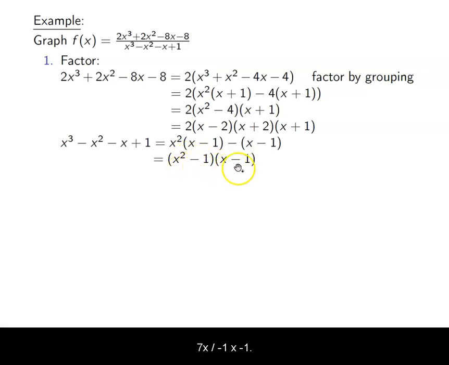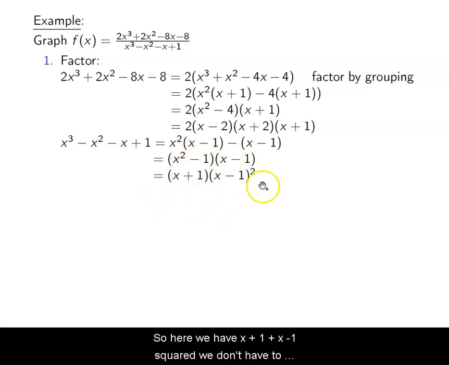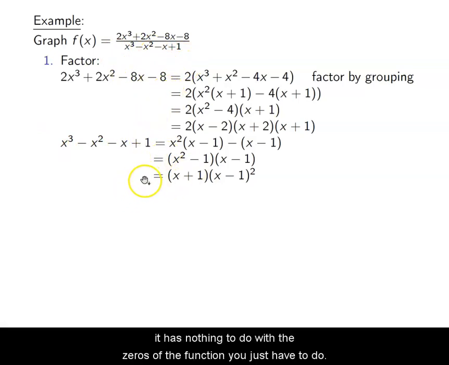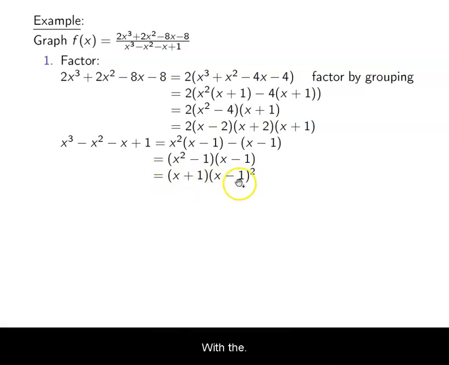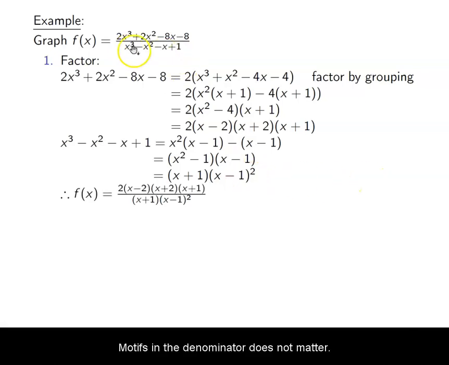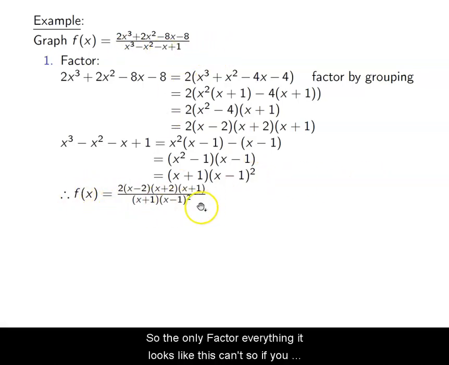So I have x squared minus 1, x minus 1. So here we have x plus 1 and x minus 1 squared. We don't have to worry about the multiplicity because this is in the denominator. It has nothing to do with the zeros of the function. It just has to do with the vertical asymptotes. Okay, so the multiplicity on the denominator does not matter at all. So when we factor everything, it looks like this.